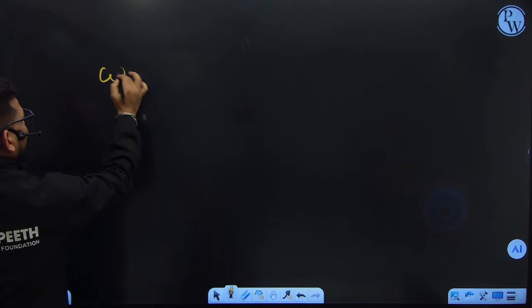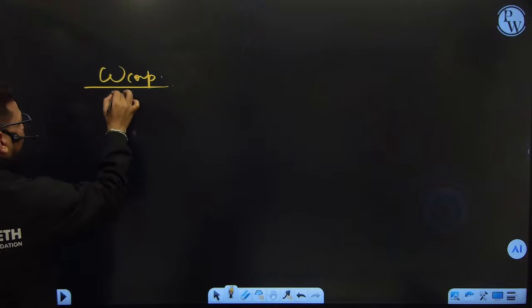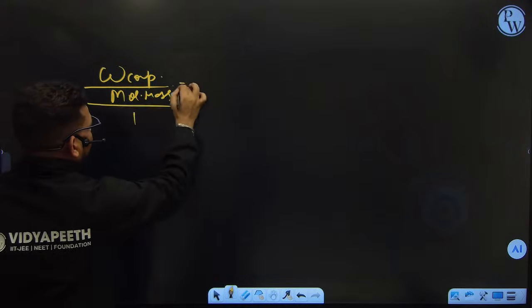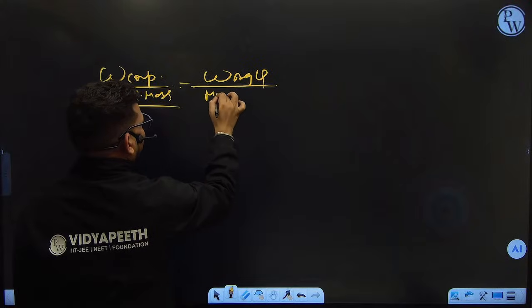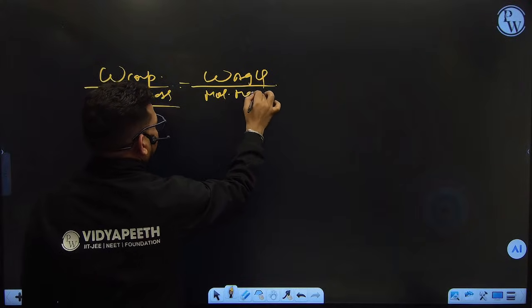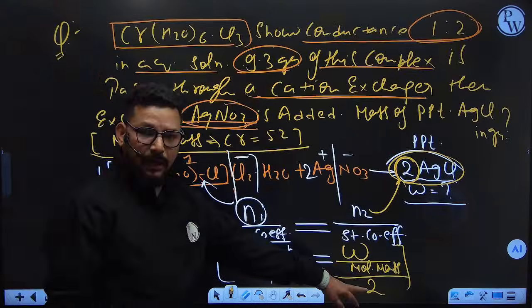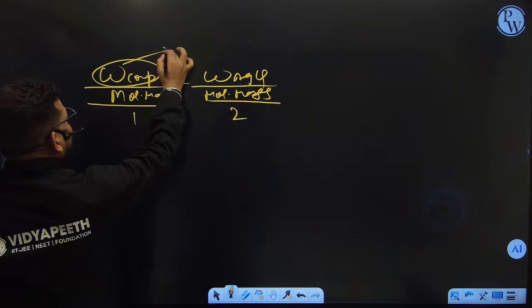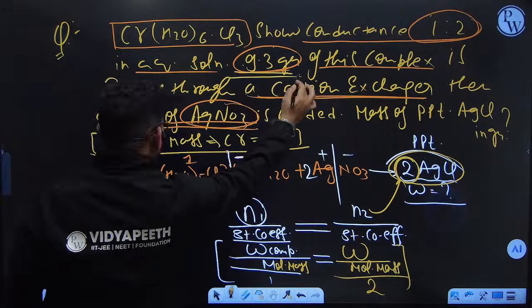So now finally, weight of complex divided by molecular mass of the complex, stoichiometry is 1, equals weight of AgCl divided by molecular mass of AgCl divided by stoichiometric coefficient, which is 2. I have already written it here. Done. Now you can see here, the weight is given to you. If you go with the question, weight is given to you as 9.3 gram. You can see here 9.3 gram.